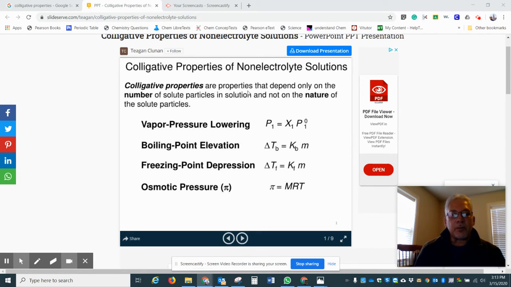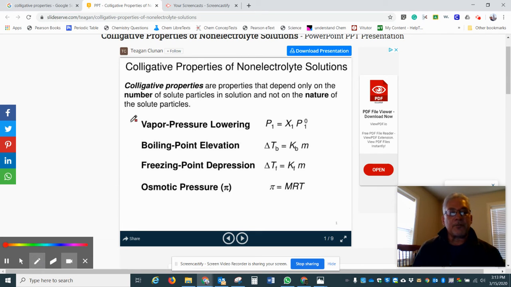So today the topic will be colligative properties, which are properties that will change the vapor pressure, the boiling point, the freezing point, and also the osmotic pressure. And those properties will change based on the amount of solute you add, not the nature of the solute.